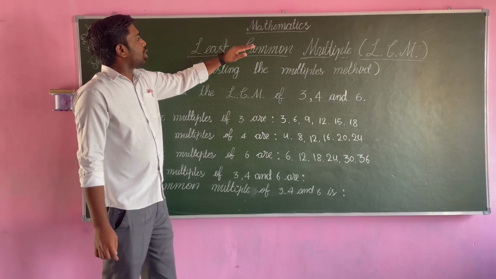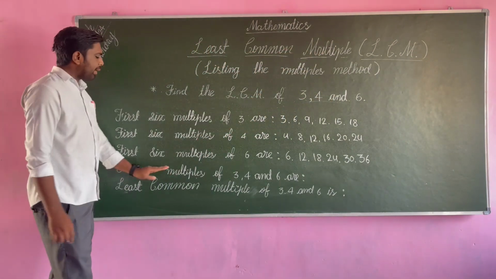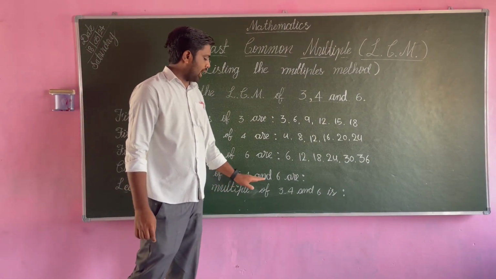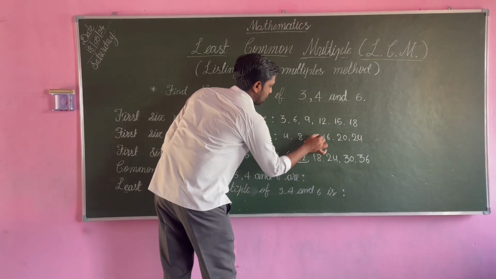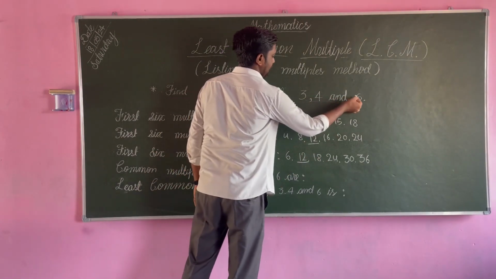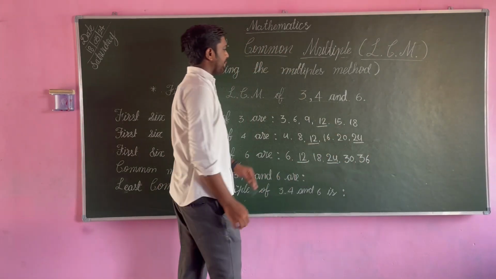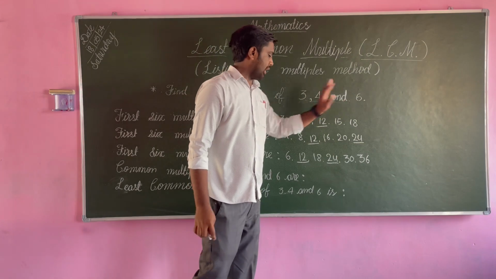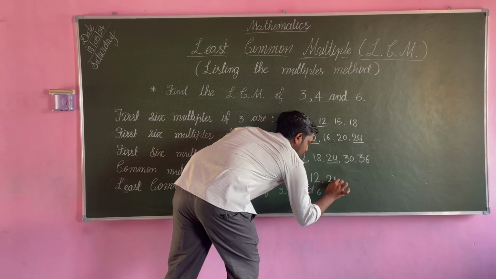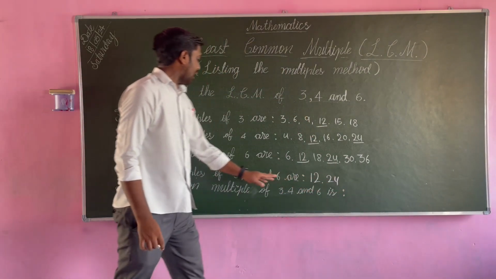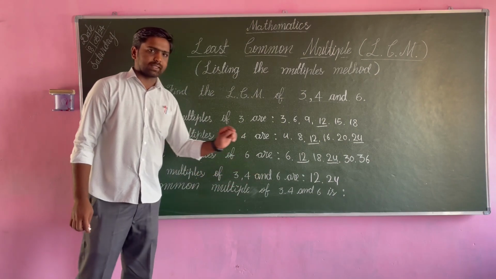Next, write the common multiples of the given numbers. The common multiples of 3, 4 and 6 are 12. 12 is a common multiple of 3, 4 and 6. 24 is also a common multiple of 3, 4 and 6. Right here, 12 and 24. 12 and 24 are the common multiples of 3, 4 and 6.